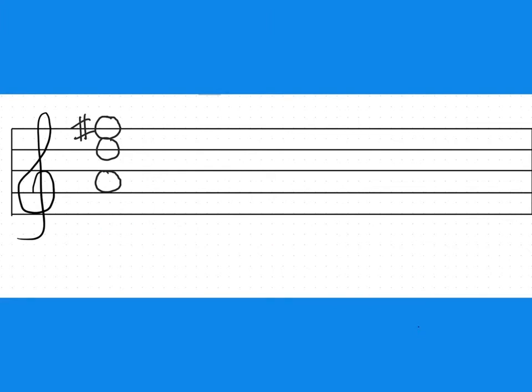Here's another example. It's not in root position, which we can tell because we have a mix of lines and spaces. So we're just going to move our top note down one octave. So our F sharp moves down by one octave. But we're still not in root position because we still have a mix of lines and spaces. So we need to move one more note down the octave. So we're going to take this D and move it down.